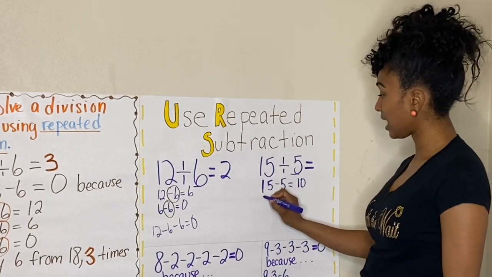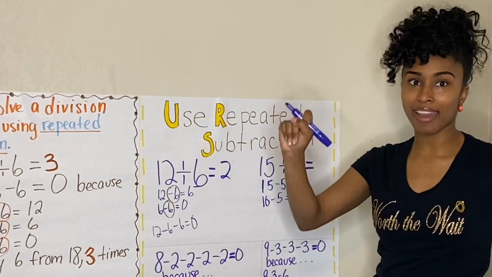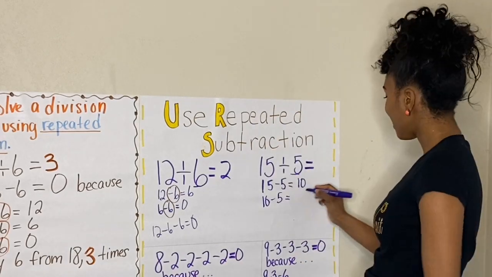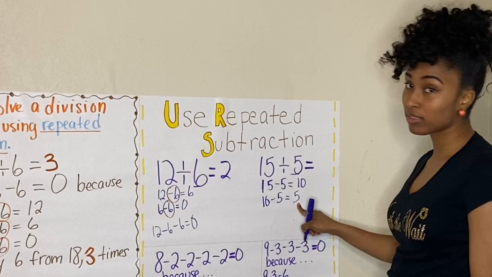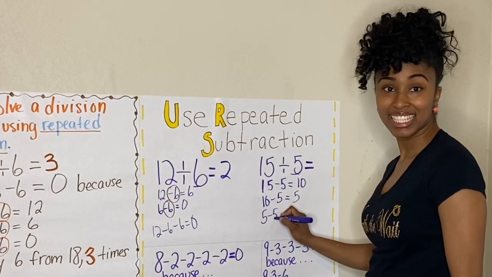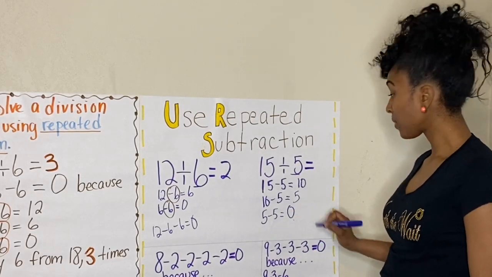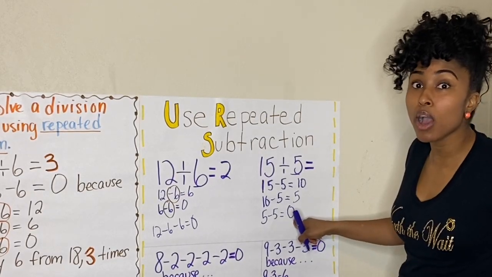Now I take the 10 and I subtract 5 again. 10 minus 5 is 5. I still don't have 0. I keep subtracting. Now 5 minus 5 equals 0. Oh, I finally got to 0.